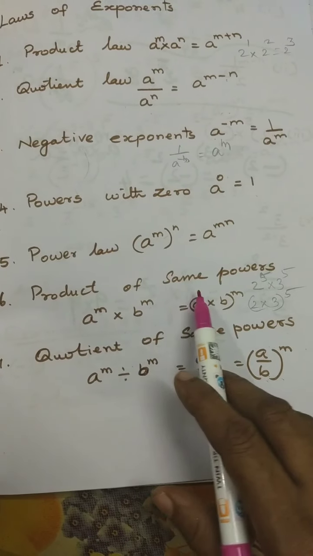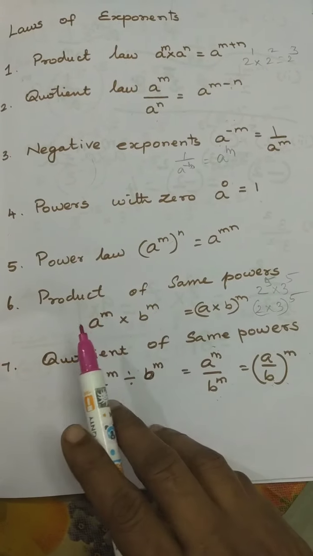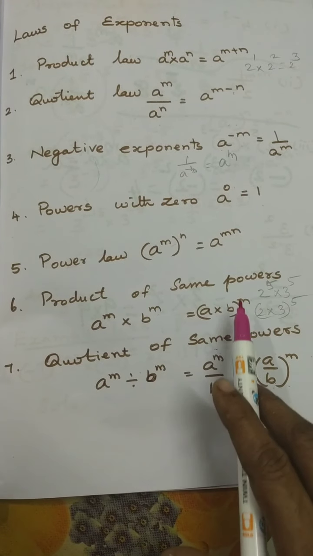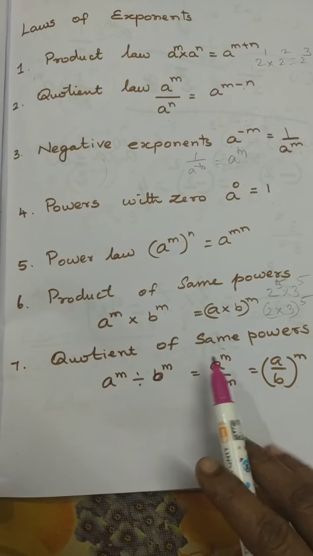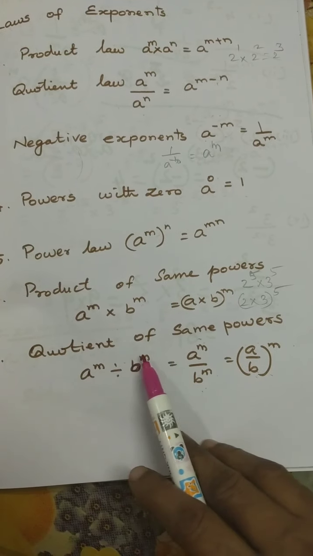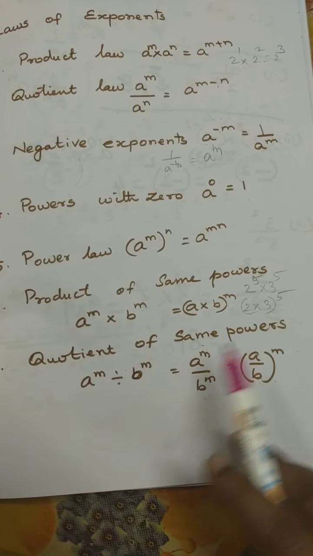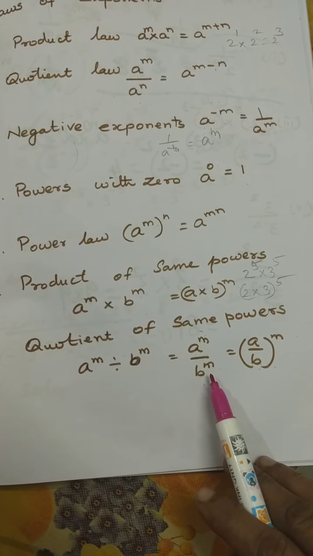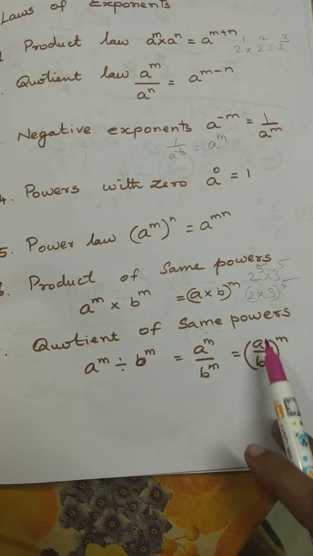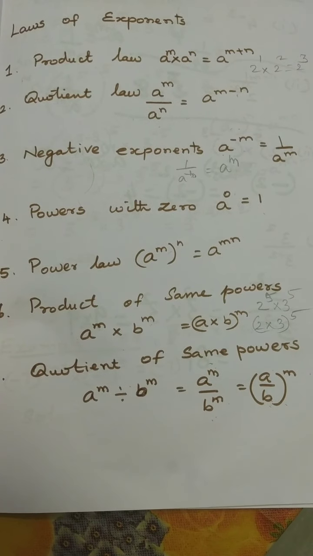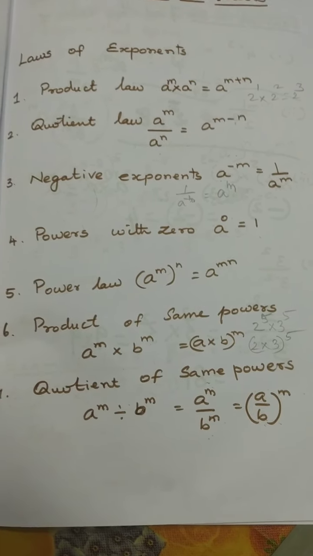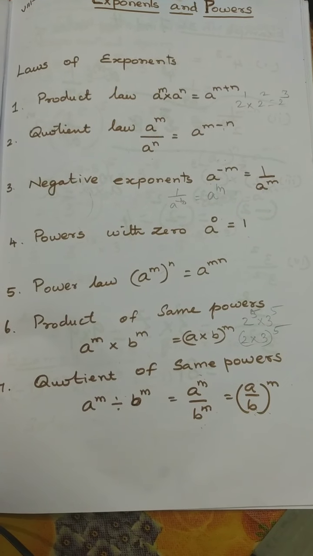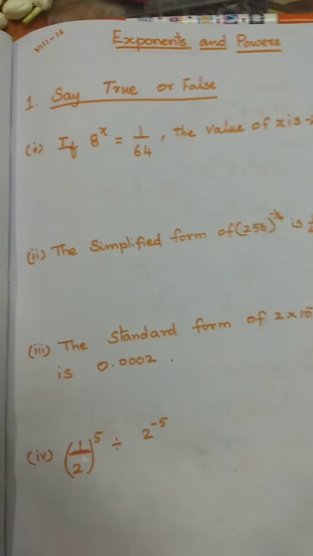Next one, product of same powers, a power m into b power m is equal to a into b the whole power m. Then seventh one, quotient of same powers, a power m divided by b power m is equal to a by b the whole power m. These are the laws of exponents we saw. Using that we will solve some problems.